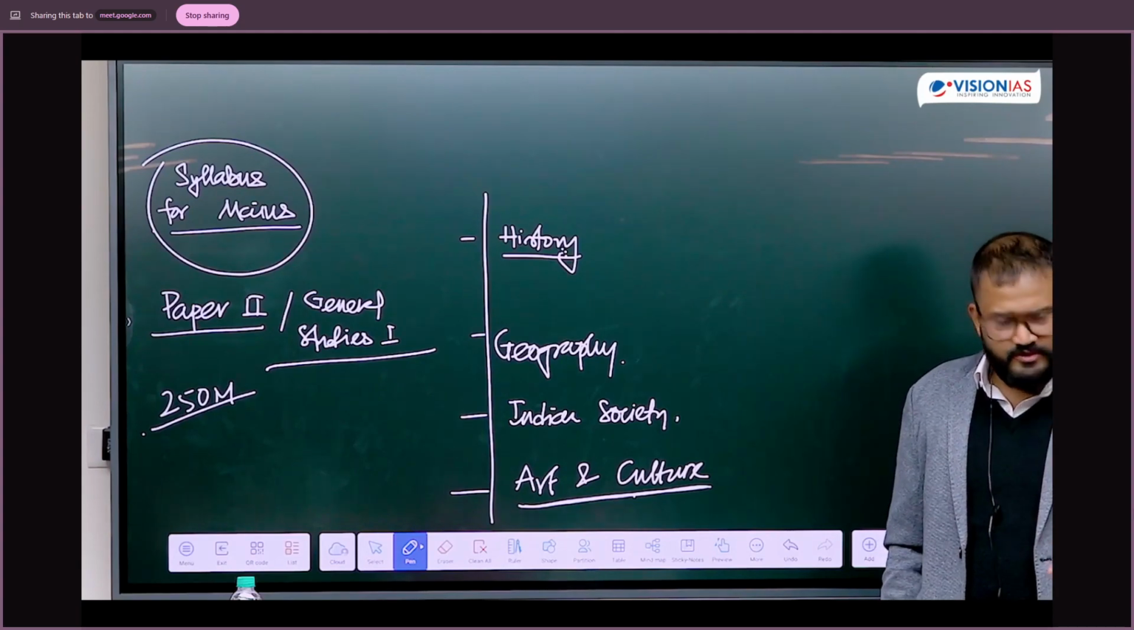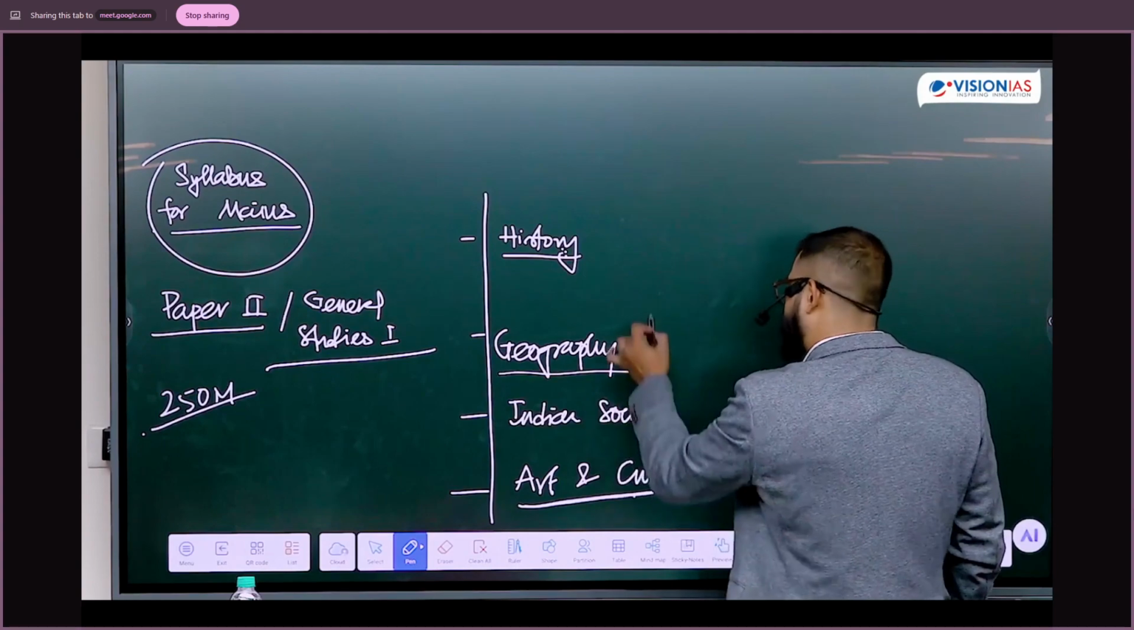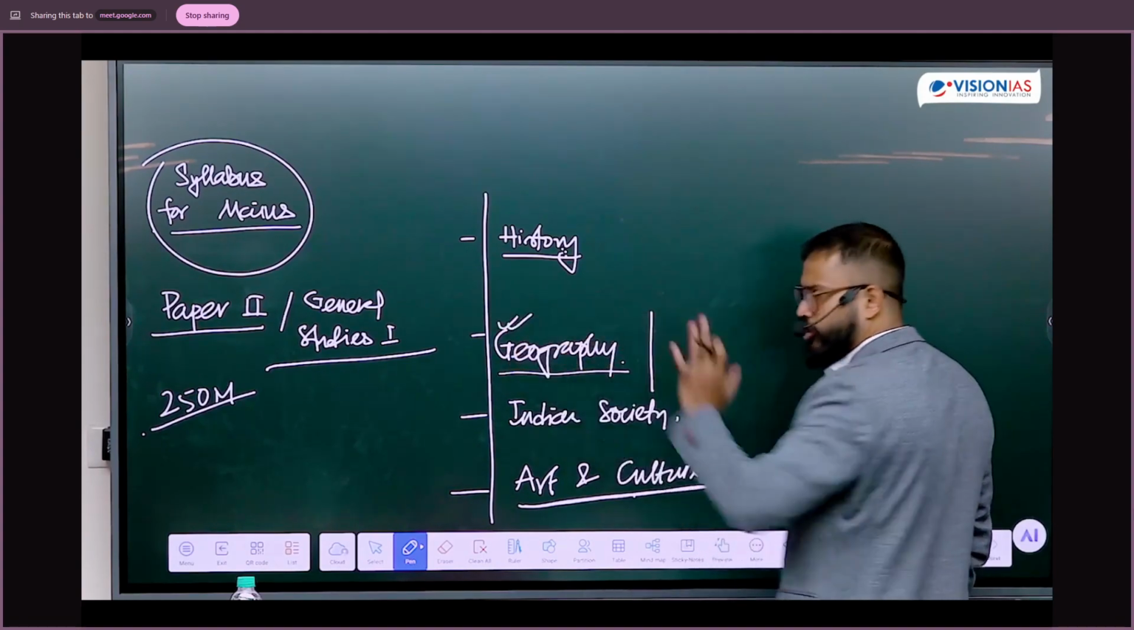If you read the notification of this year or last year, you will find whatever I have written there in the syllabus. History, a geography of India and world. This is not our prerogative. I will not be elaborating that.